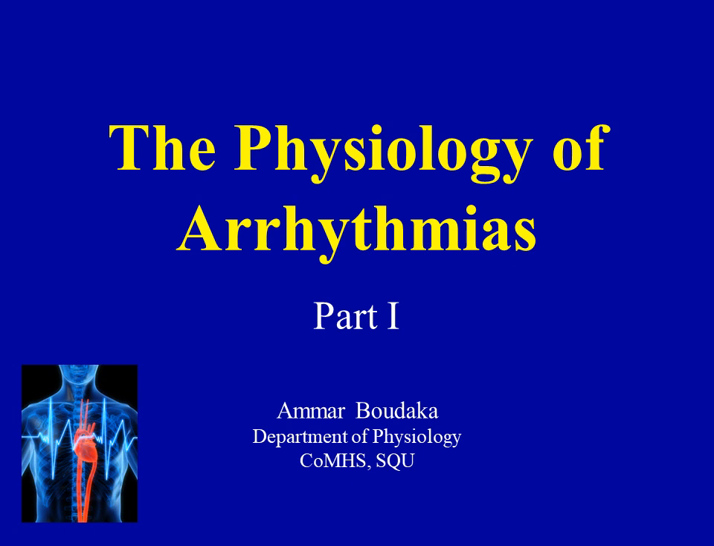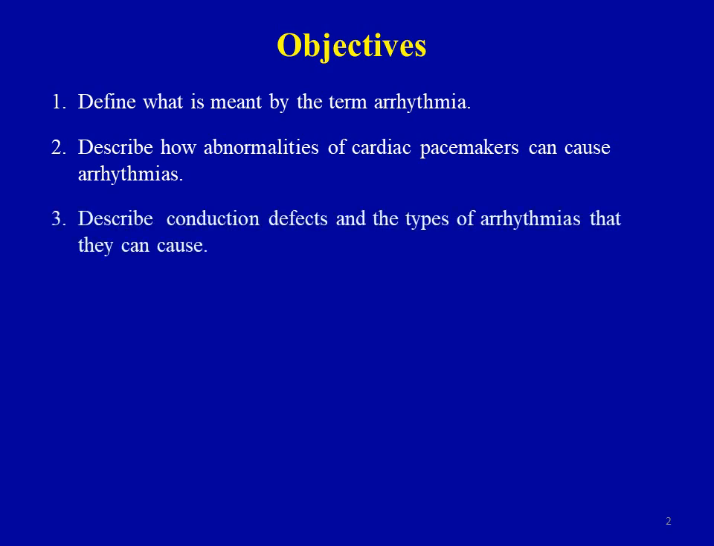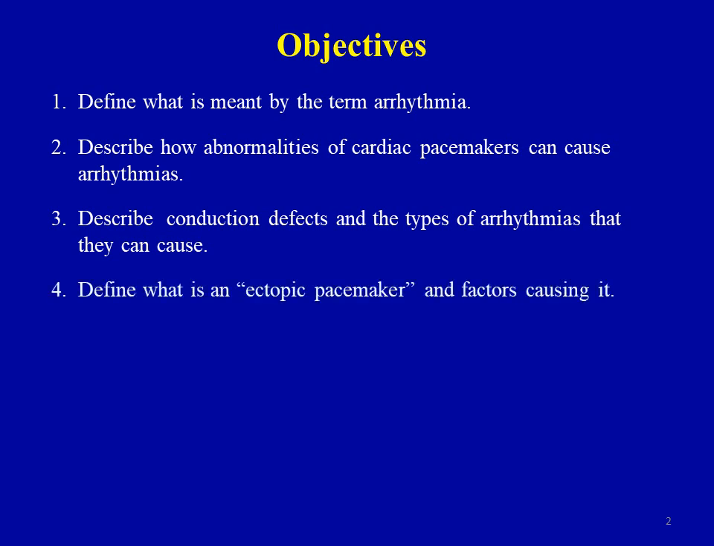Let's go through the objectives of this lecture. First objective is to define what is meant by the term arrhythmia, then describe how abnormalities of cardiac pacemakers can cause arrhythmias, and then describe conduction defects and the types of arrhythmias that can be caused by these conduction defects. Then we'll define what is an ectopic pacemaker and the factors causing it.